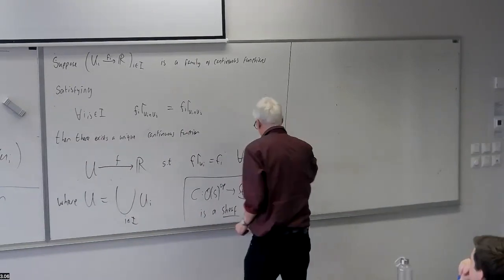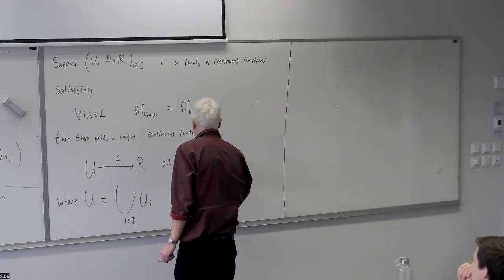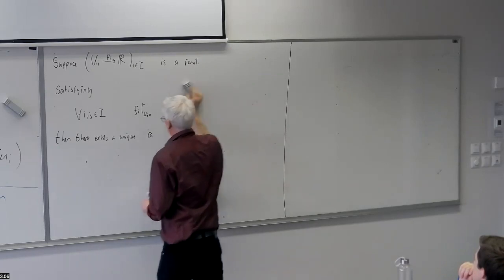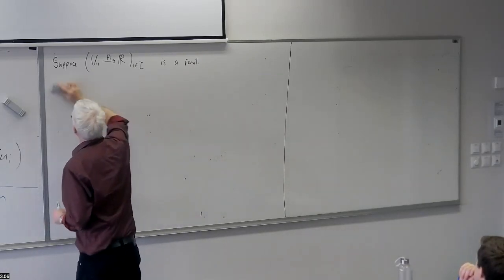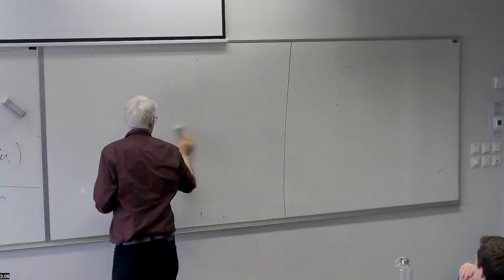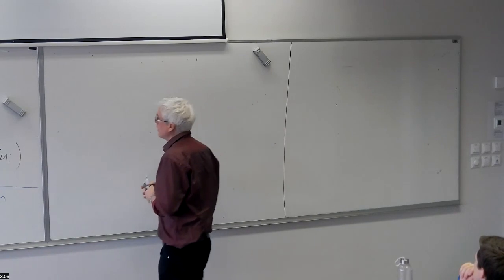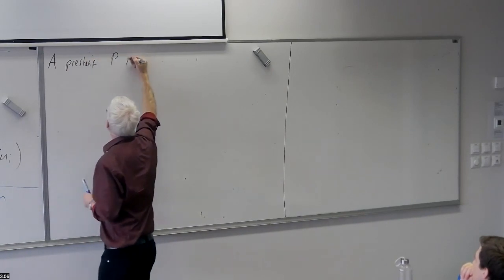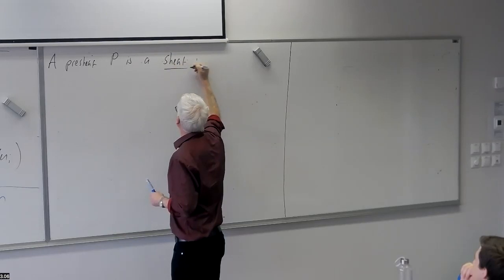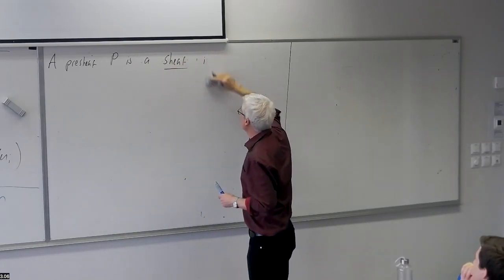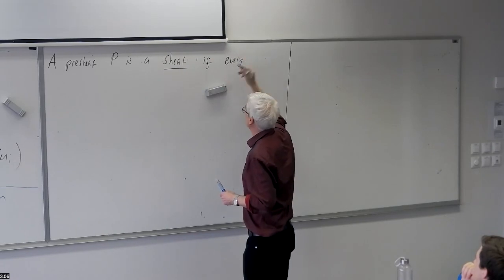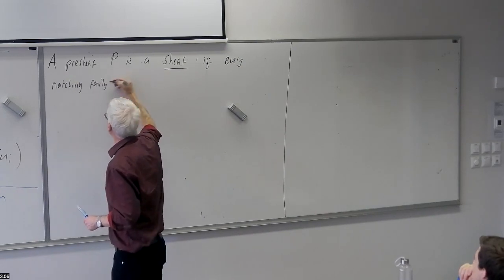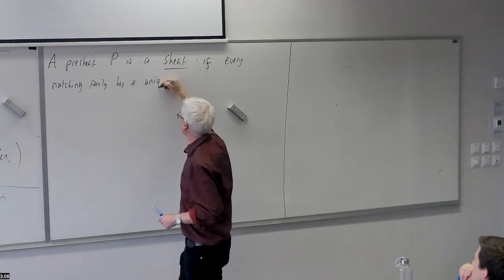We can now define the notion of a sheaf. A pre-sheaf P is a sheaf if every matching family has a unique amalgamation.